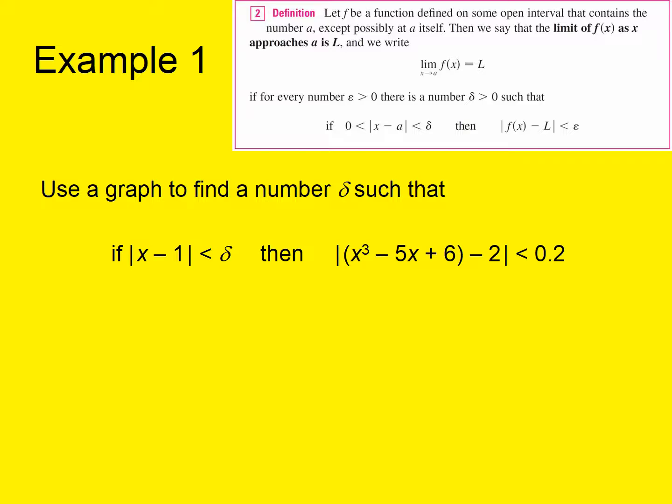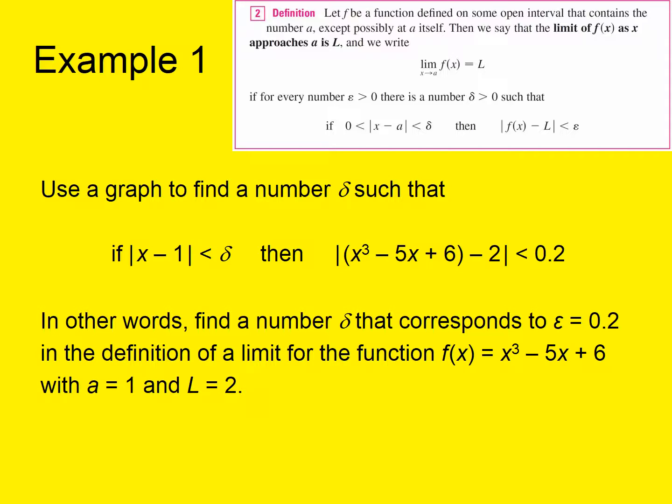So example 1, use a graph to find a number delta such that if absolute value of x minus 1 is less than delta, then the absolute value of the difference of the trinomial x cubed minus 5x plus 6 and 2 is less than 0.2. In other words, find a number delta that corresponds to epsilon equals 0.2 in the definition of a limit for the function f of x equals x cubed minus 5x plus 6 with a equal to 1 and L equal to 2. So the limit as x approaches 1 of this trinomial function evidently is 2.